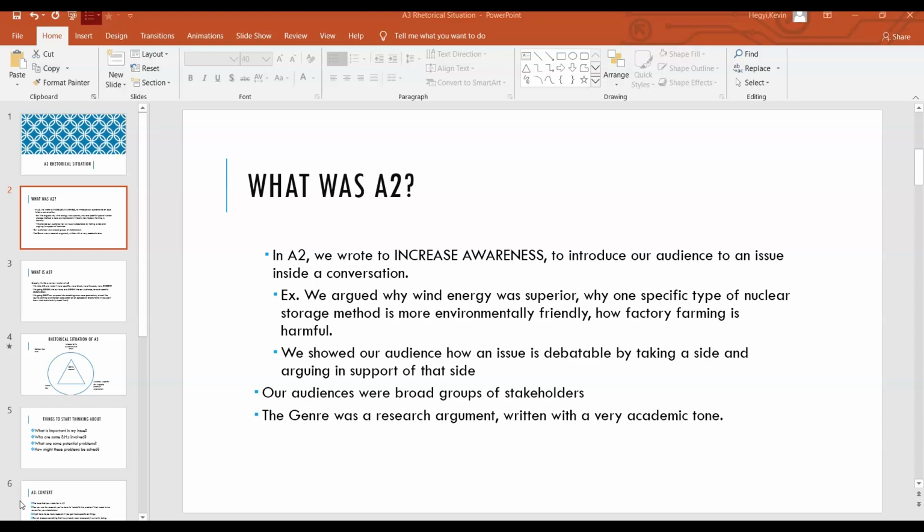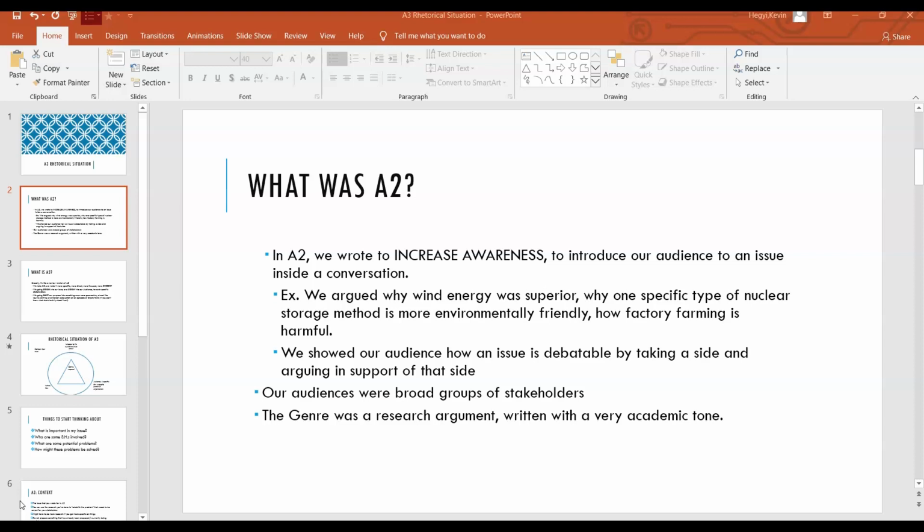So let's start out with what was A2. Given the broad rhetorical situation of A2 and our purpose, we were all trying to write in one way or another to increase awareness about an issue to our audience. We were introducing our audience to an issue inside of a conversation. We were taking a stance. We argued why wind energy was superior, why one specific type of nuclear storage method is more environmentally friendly, how factory farming is harmful. We were really showing our audience how an issue is debatable by taking a side and arguing in support of that side.